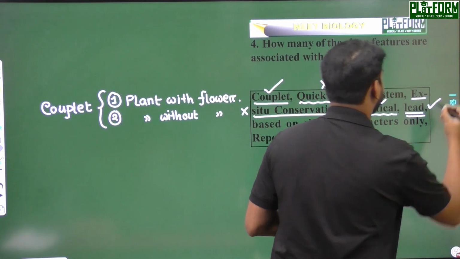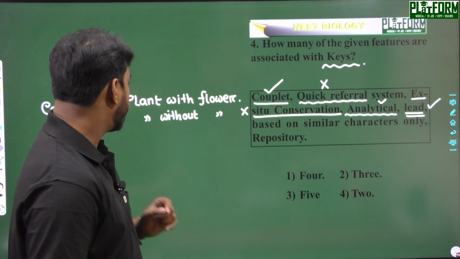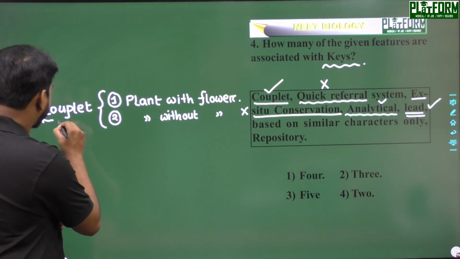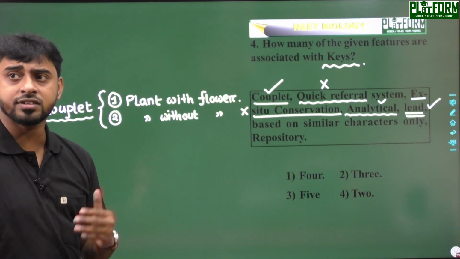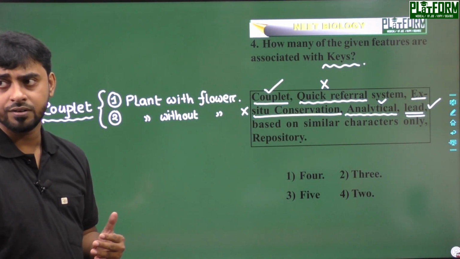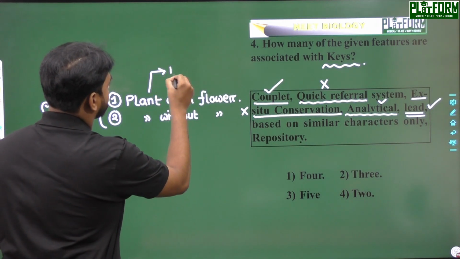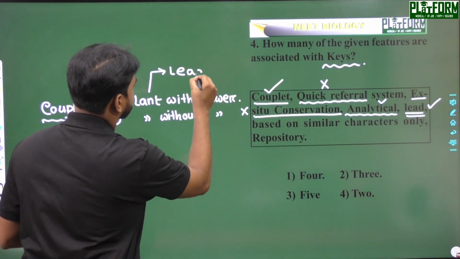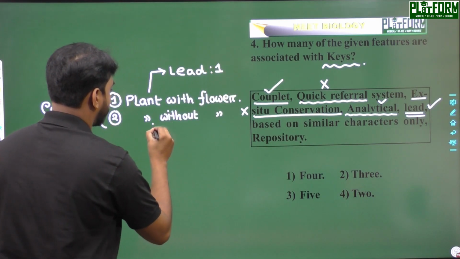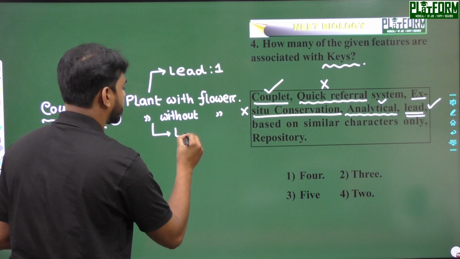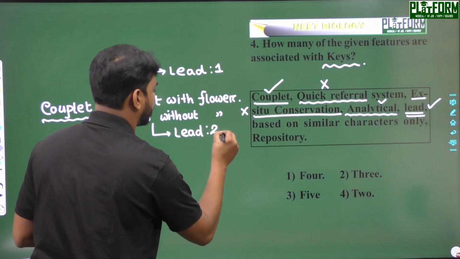The next one, that's the lead. It is also correct for key. What do you mean by the lead? Lead means in a couplet, the two contrasting statements are written. And each and every statement is considered as a lead. So this one is lead 1 and this one is lead 2.